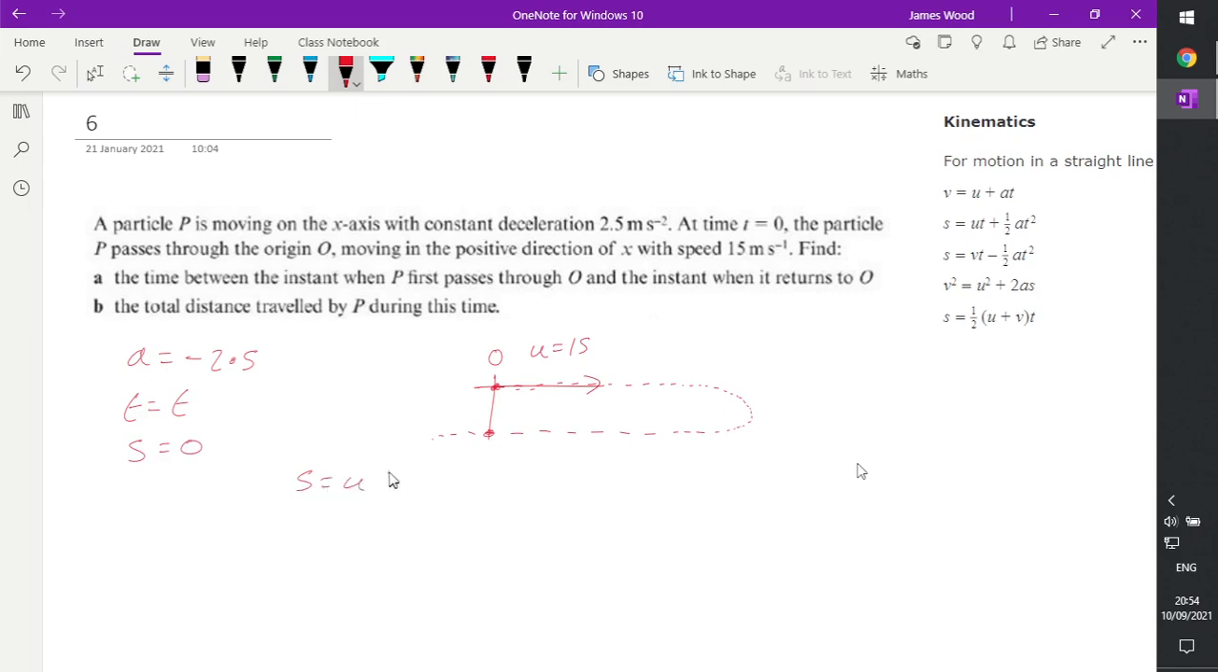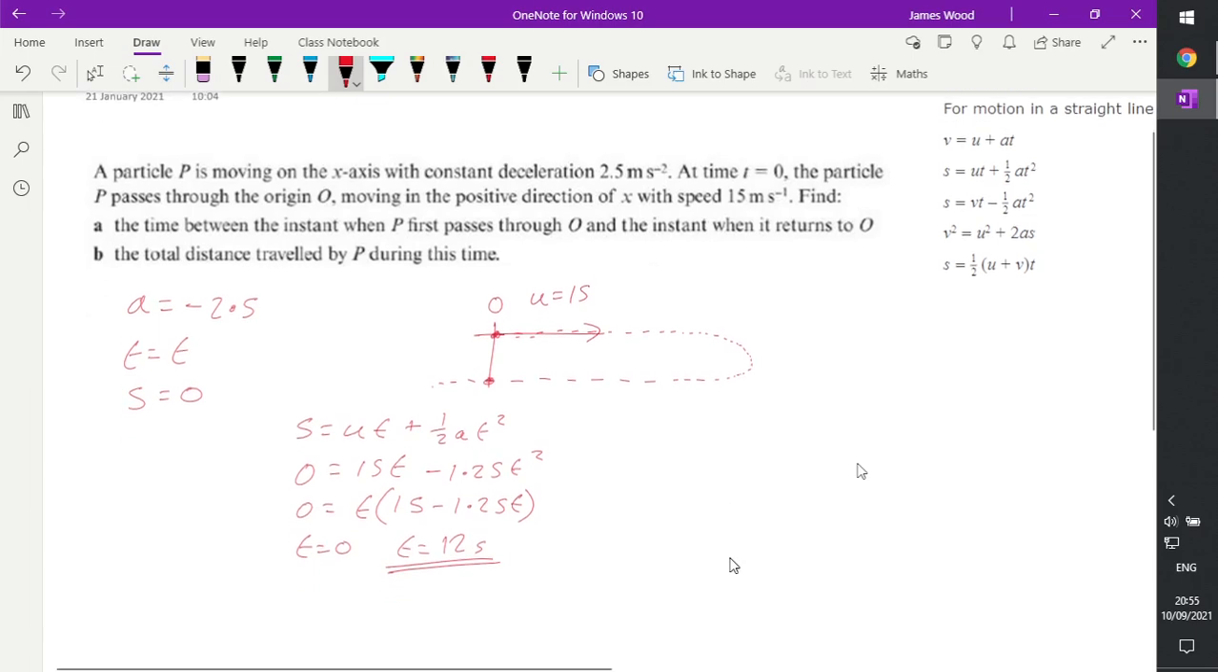So we can use s equals ut plus half at squared. 0 equals 15t minus 1.25t squared. Okay, so either obviously t is 0, that's at the start, or 15 minus 1.25t is 0. So 15 divided by 1.25, which is 12 seconds. Okay, so 12 seconds is our answer here.